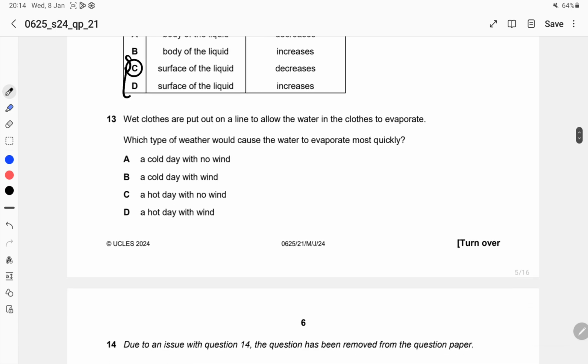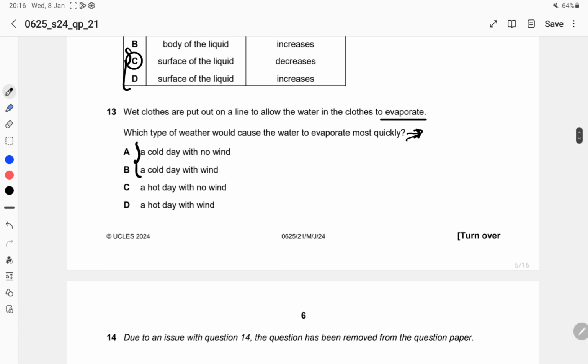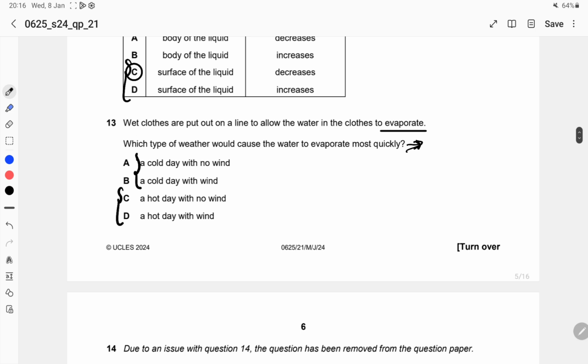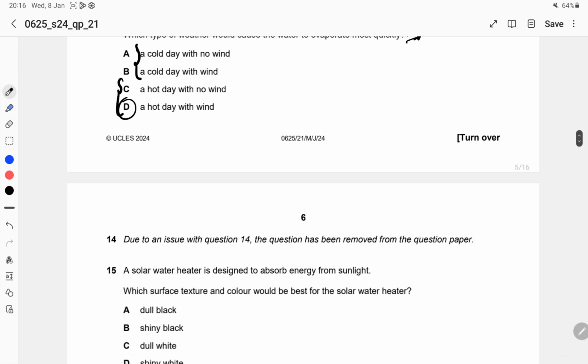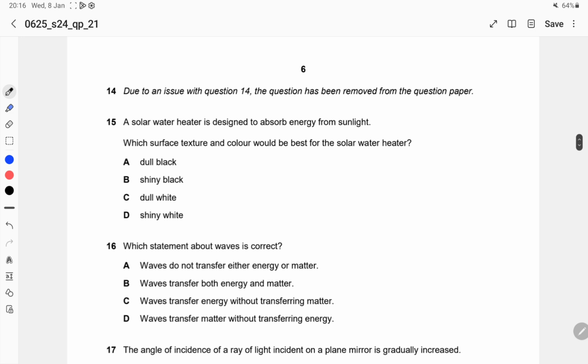13th one. Wet clothes are put on a line to allow the water in the clothes to evaporate. One more evaporation question. Which type of weather would cause the evaporation to happen more quickly? Now, bio students, evaporation is very similar to transpiration. So a cold day will not produce as much evaporation as a hot day. So the answer is either C or D. And of course, when there is wind, there is more evaporation, and hence your answer has to be D.